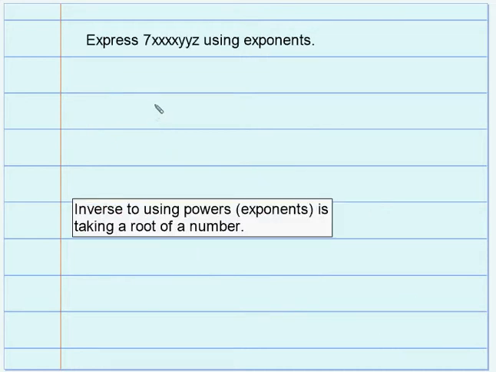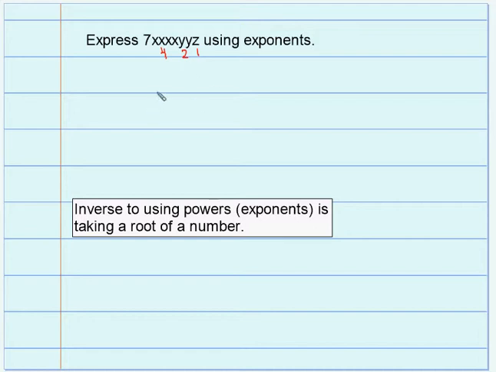Another thing that we can do with exponents, even though it's really similar, is that when we write out variables, they can have exponents too. If we're given an expression, we can use exponents to make that expression look smaller. 7 is there once, but the x is there how many times? 1, 2, 3, 4. So I'm going to write a 4 there to keep track. And then y is there twice, and z is there once.